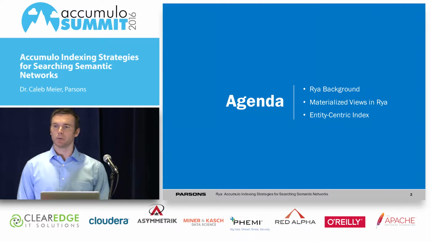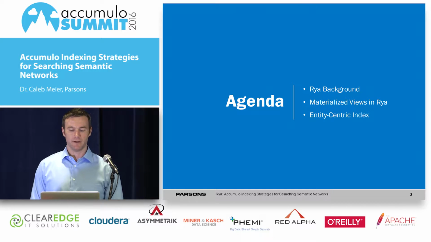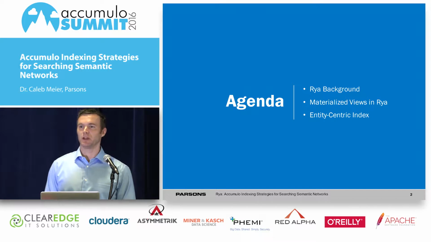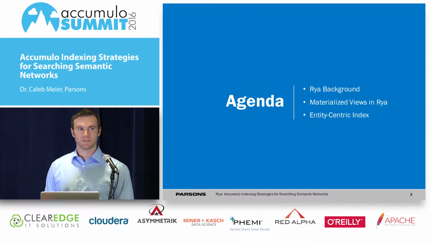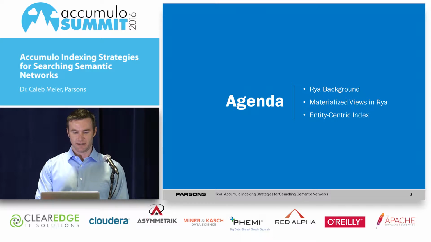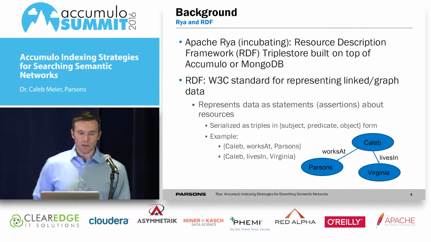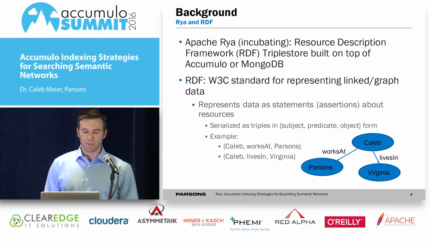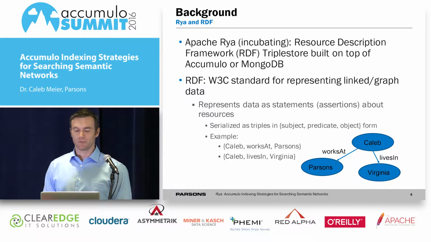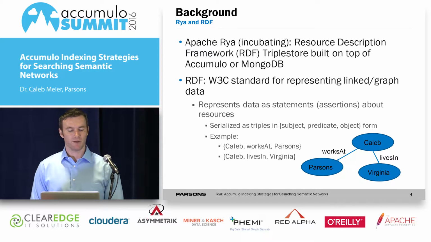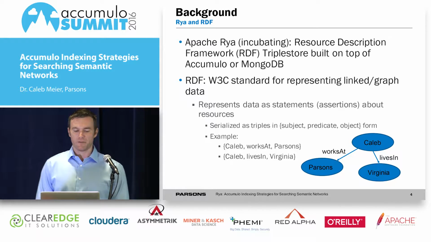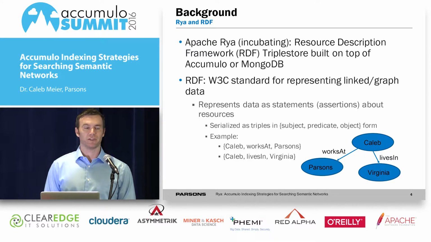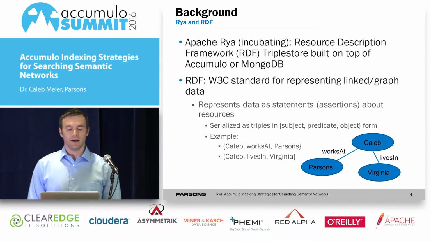So today we're going to talk a little bit about RIA and a couple of indexing strategies that we've implemented for improving query performance with RIA, namely Materialized Views and our Entity-Centric Index. So let's start by talking a little bit about RIA. RIA is an incubating Apache project. It's an RDF triple store that's currently built on top of either Accumulo or MongoDB. And RDF is a W3C standard for representing linked graph data.